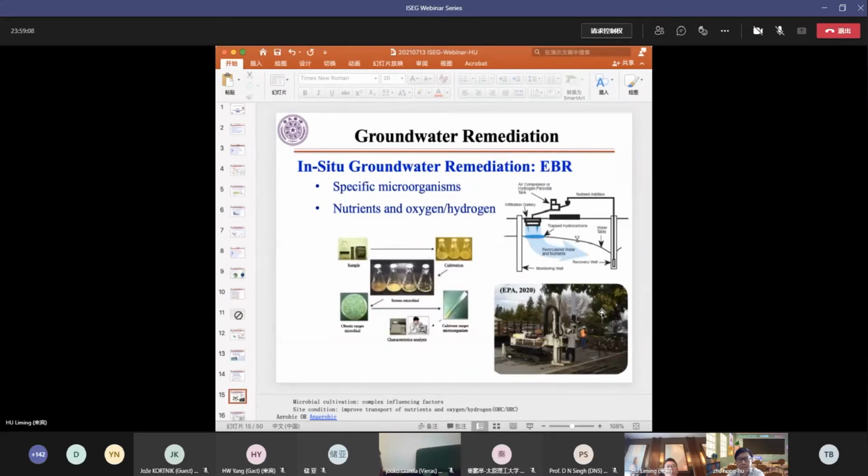In situ groundwater remediation means we don't pump the water out and treat it in a plant. We just treat it inside, in situ. So enhanced bioremediation is a kind of in situ remediation technology. We need to have the specific microbe, and we need to improve the environment, such as providing nutrients and providing oxygen, so the microbe can grow and react with the contaminants.